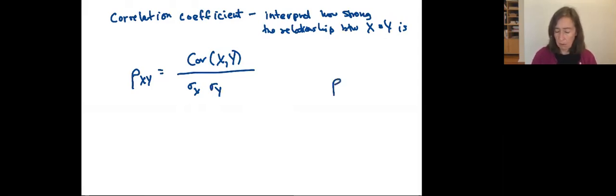Rho is always between -1 and +1. Okay, so if you have a correlation of -1, those variables are perfectly correlated negatively in the sense that if you know one, you know the other, but the relationship is negative. And similarly, correlation of 1 is they are perfectly positively related.